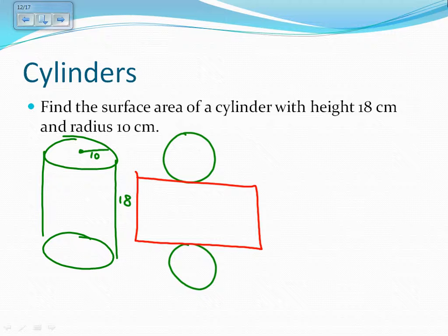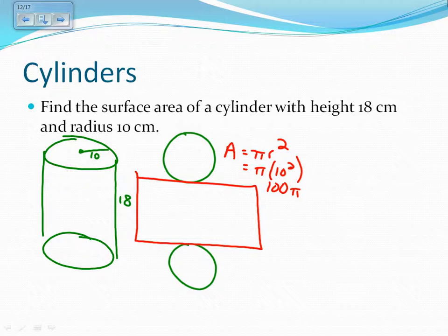The area of my 2 circles is what? How do I find the area of a circle? Pi r squared. So we get pi times, what's my radius? 10 squared. So we get 100 pi. Is everybody okay with that part?